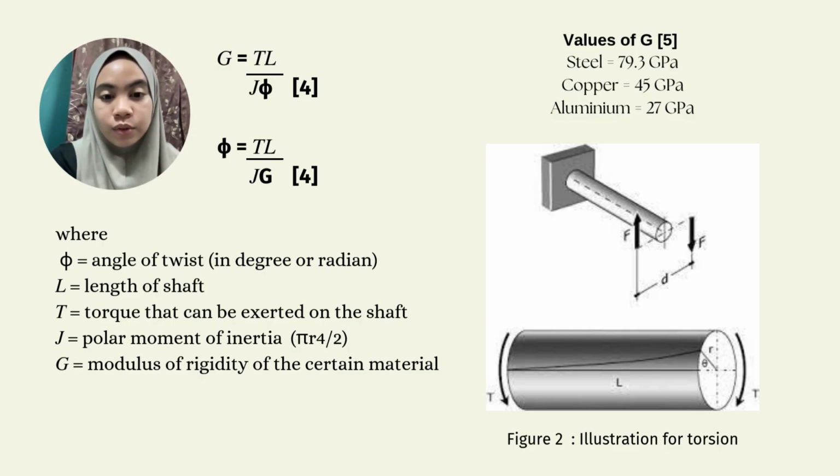So figure 2 shows the illustration for torsion. In the first figure, we have the illustration of how to find D and F, and the second figure shows how to identify the values of T, L, and also R.